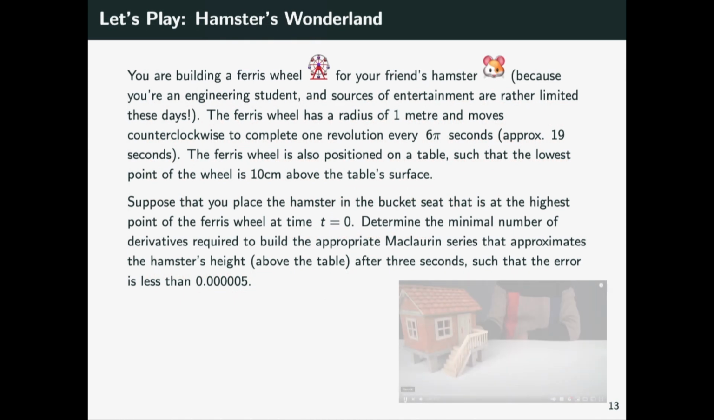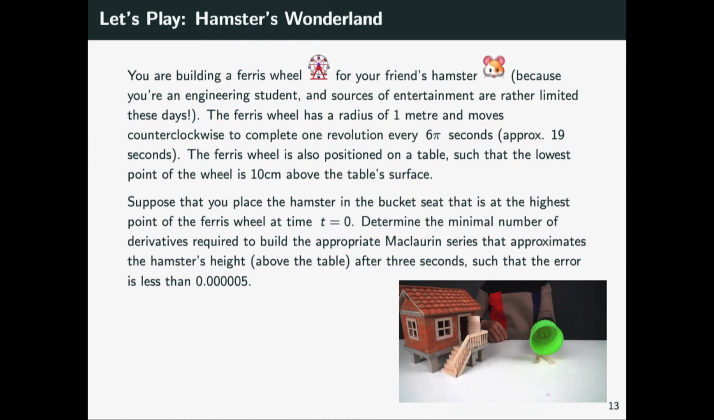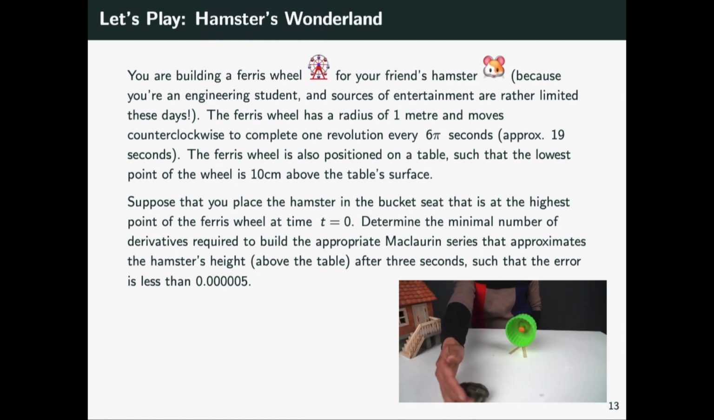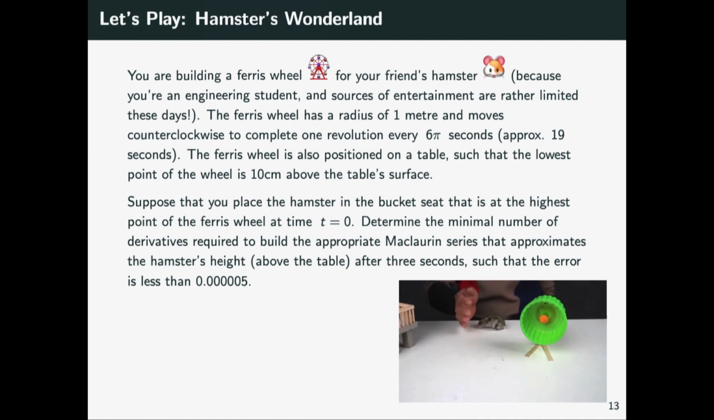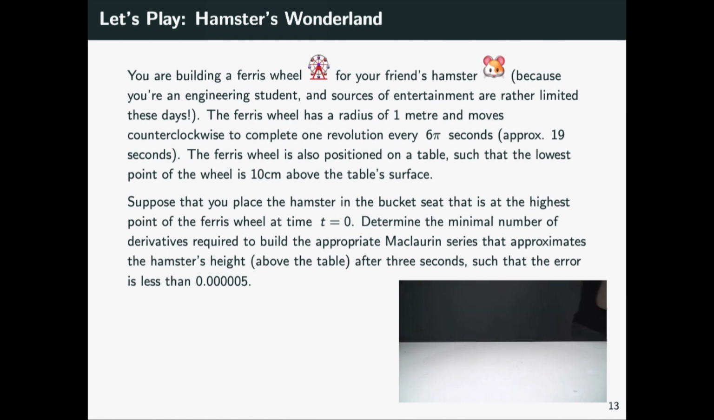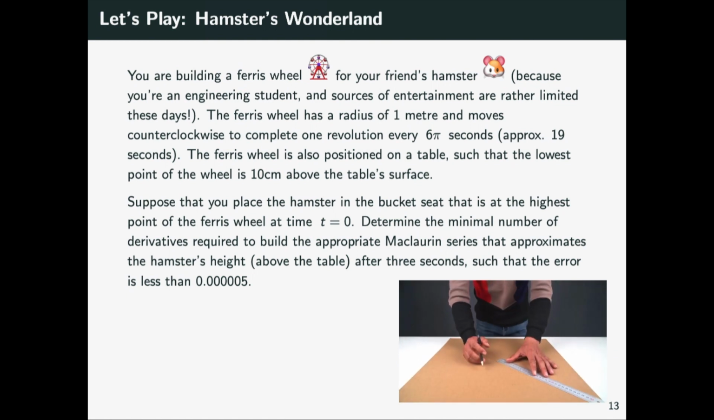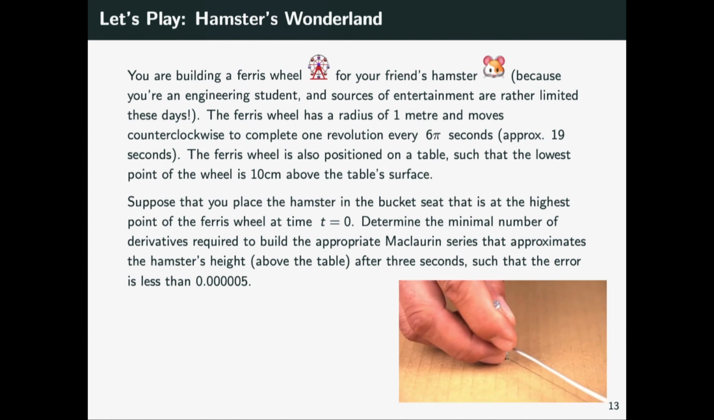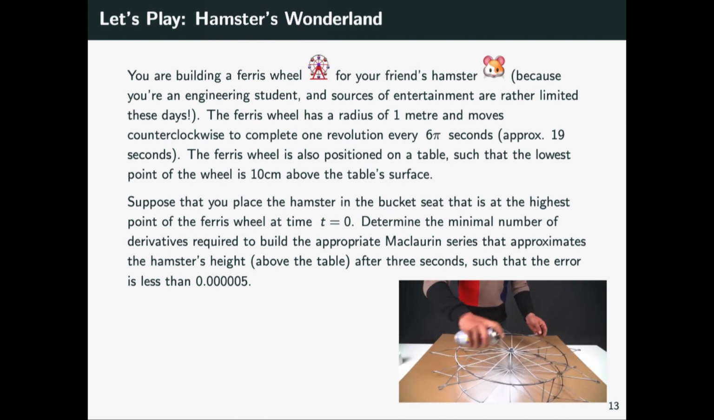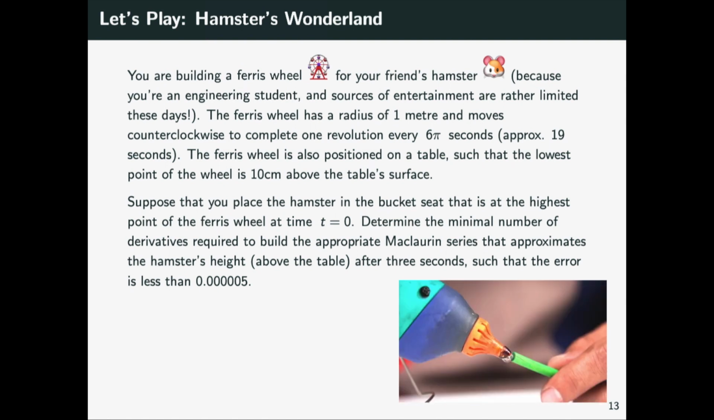So we're down to our final exercise of the day. It's called Hamster's Wonderland. I don't know how many of you got that in terms of Canada, but we'll see. So you're building a Ferris wheel for your friend's hamster because you're an engineering student and sources of entertainment are rather limited these days. So the Ferris wheel has a radius of 1 meter and moves counterclockwise to complete one revolution every 6 pi seconds.